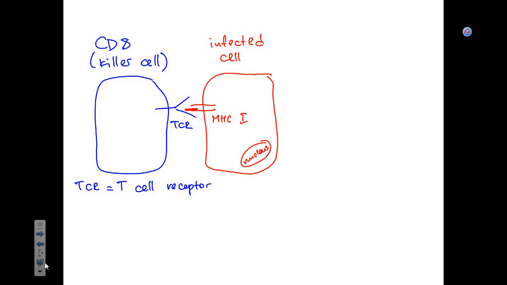MHC1. On the right, yes, it's an infected cell, or any nucleated cell. It has molecules of MHC class 1 that will throw out the red flag saying that it's infected. Does that make sense?